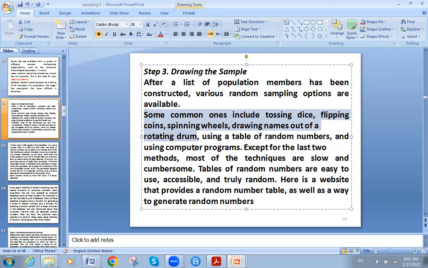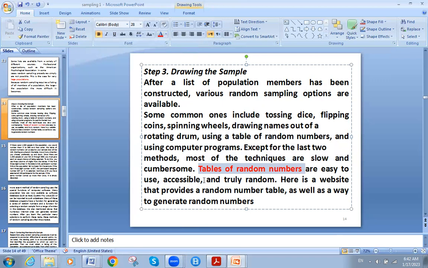Because in the lottery, all the units have the same chance to be selected to represent the sample. Other options are using a table of random numbers and using computer programs. Except for the last two methods, most of the techniques are slow and cumbersome. Tables of random numbers are easy to use also. So this is one chance. You can do it like the lottery.